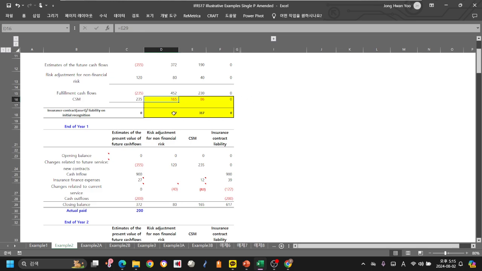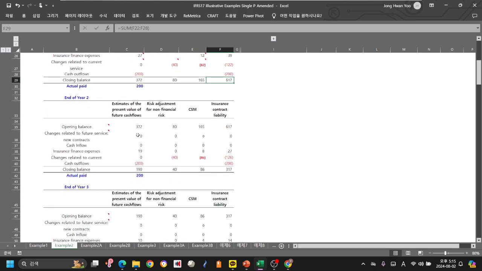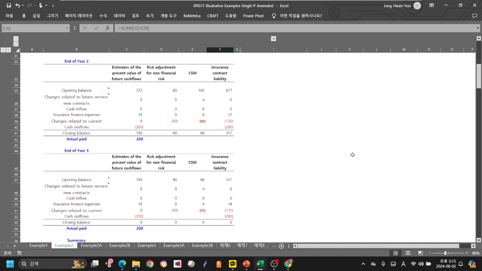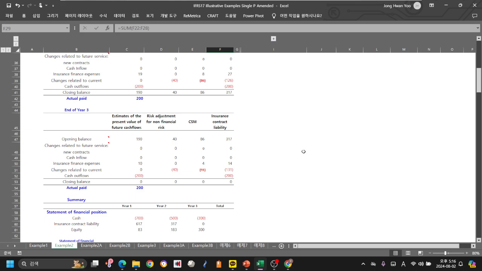If I add that, you have to come up with the same number here. That's one reconciliation point. You can easily understand how it works for the second year and third year, unless you have a change in the estimate of future cash outflow and actual payment. You have to remember that the experience adjustment doesn't include the discount number, just the cash outflow, the absolute dollar figure.